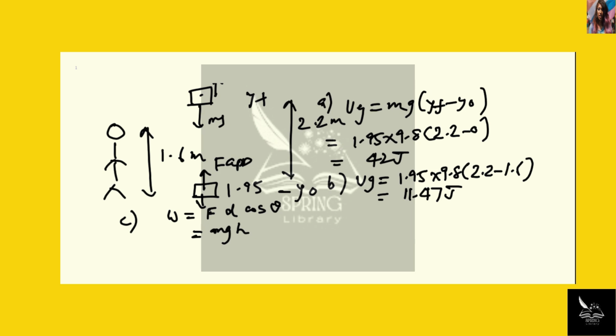But in part B, we have calculated the work done from a height of 1.6 meters to 2.2 meters. So that does not relate at all to the work done by the person, because the work done by the person is actually taken from the ground level to the top level. So therefore, the work done by the person is not related to the answer in part B.